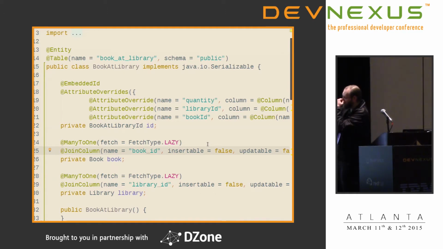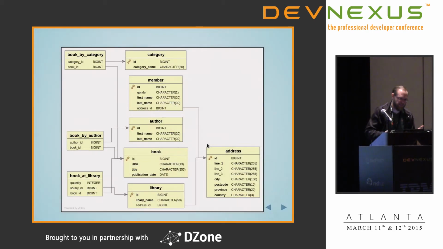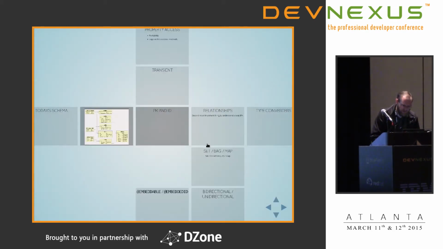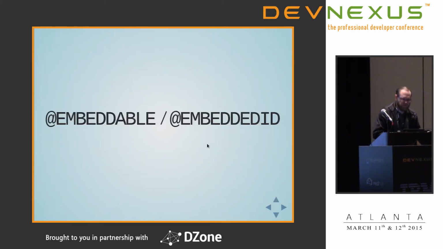So these columns, we've mapped this up in a couple of places, right? We've got a book ID and we've got a library ID in the book at library ID class. And we are saying here and here that we don't want you to update or insert from this class. That'll be done in that embedded ID right there. So this is one of those ways of doing complex keys. And they do get complex and a little bit difficult sometimes. We went through that one.